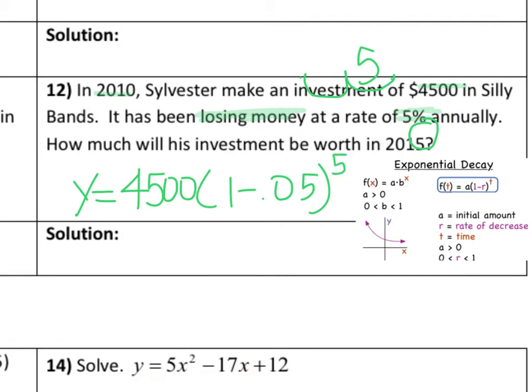And when you plug all that into your calculator, he now has $3,482, and looks like we'll round that to 1 cent. And that's how much he has after losing money in silly bands. So the moral of the story is do not invest in silly bands, guys.